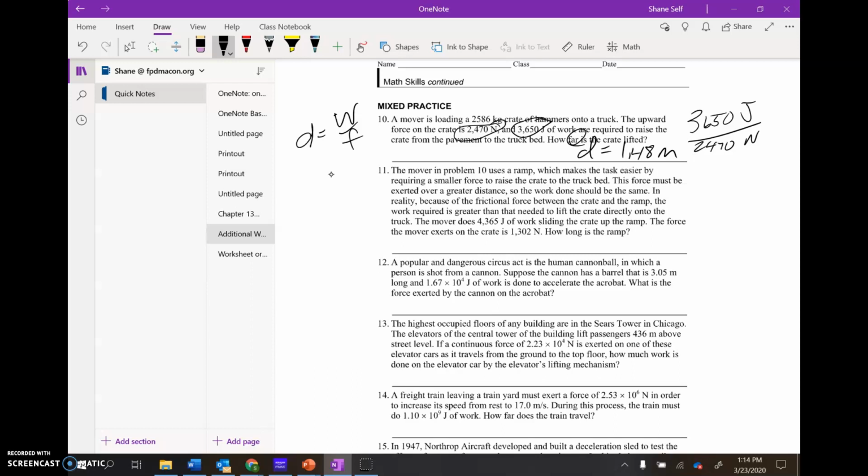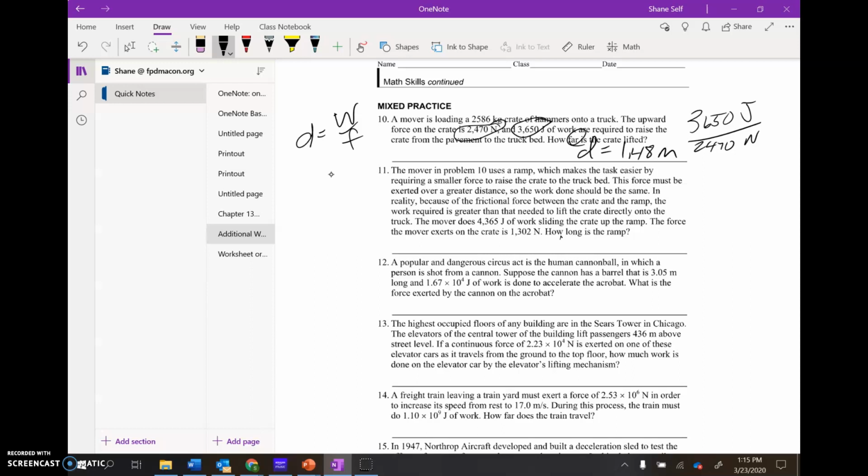Number 11. The mover in problem number 10 uses a ramp, which makes the task easier, requiring a small force to raise the crate to the truck bed. This force must be exerted over a greater distance, so the work done should be the same. In reality, because of the frictional force between the crate and the ramp, the work required is greater than that needed to lift the crate directly onto the truck. The mover does 4,367 joules of work sliding the crate up the ramp. The force the mover exerts on the crate is 1,302 newtons. How long is the ramp?